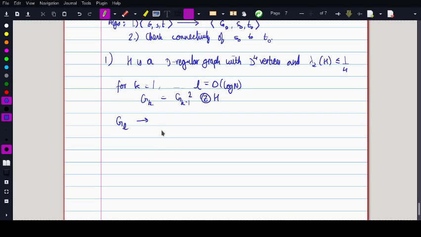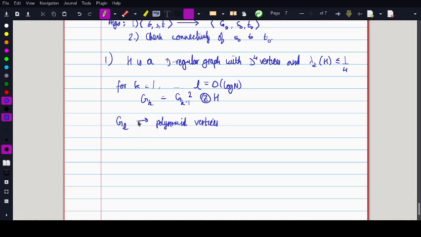First of all, the vertices in GL would be quite large, but we earlier saw that it was exponential in L, and because L is order log n, it would be polynomial. So it has a polynomial number of vertices, so that's fine.